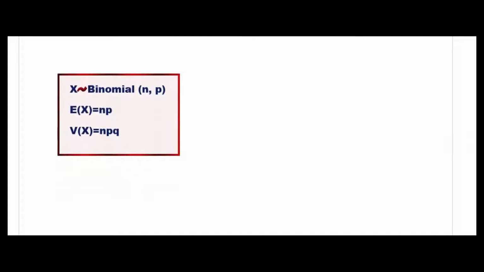N is the number of trials, P is the probability of success in each trial. In case of binomial distribution, we write this way. Let's start with random variable X. Here X is the number of successes. You have to define what is called a success. If you toss a coin, head could be your success, it depends on you. Tail also, whatever you want, you can take according to the question.